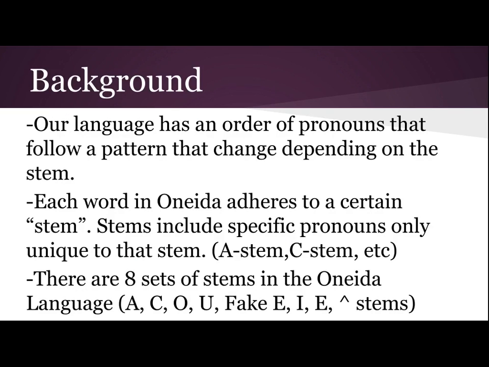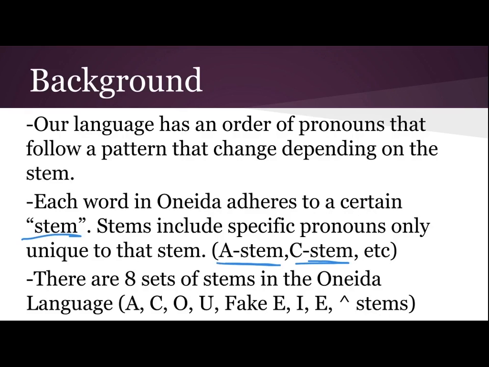Additionally, our language has an order of pronouns that follow a pattern that change depending on the stem. Each word in Oneida adheres to a specific stem, and stems include specific pronouns only unique to that stem. A lot of our stems do have repeated pronouns or pronouns that have similar patterns, but they're all just a little bit different. And so some of those that we'll work on first are the A stem.